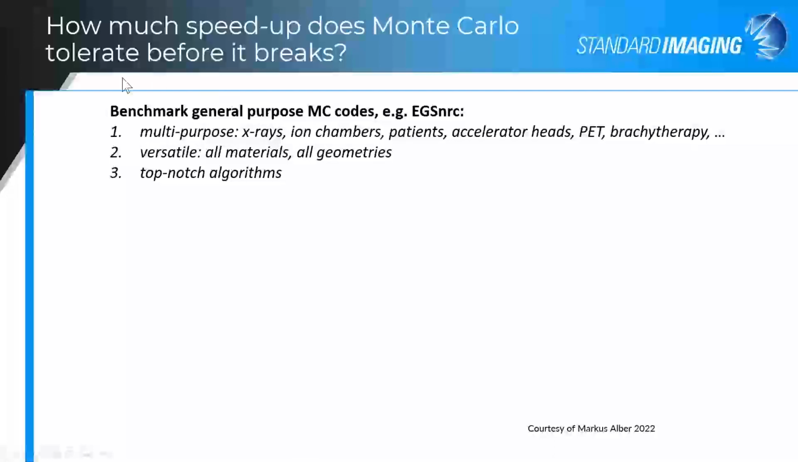And of course, in these general purpose codes, you can model whatever you'd like to, everything from fusion reactors to ion chambers, linear accelerator heads. They're versatile. They contain all materials, all geometries, all types of particles. And they are top-notch algorithms. So how can we get to a really fast solution for a QA system for a patient? So do we really need to be able to model everything?